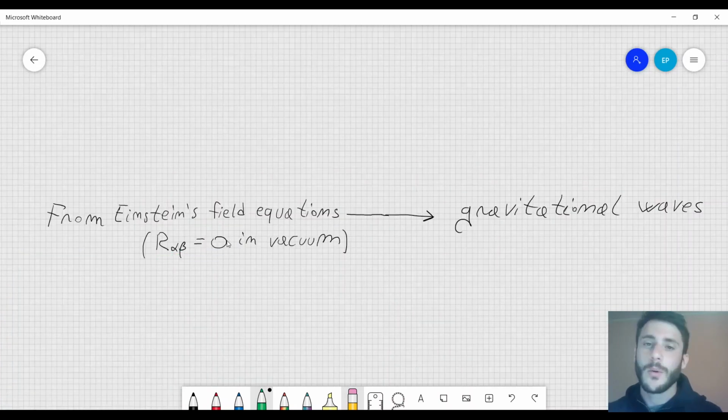And finally, we will assume that we are in a weak gravitational field, and from the weak gravitational field we can derive from Einstein's field equations a wave equation that's satisfied by the metric tensor, and this perturbation propagates with the speed of light, and it is a wave.